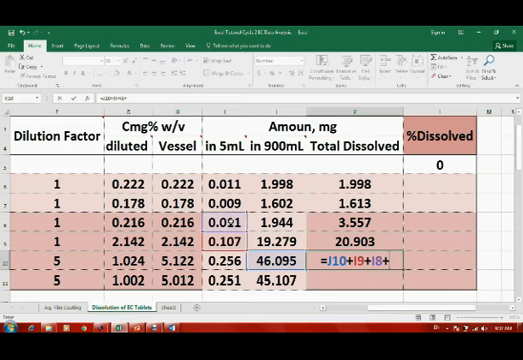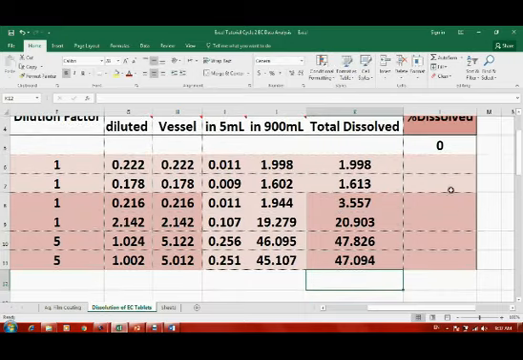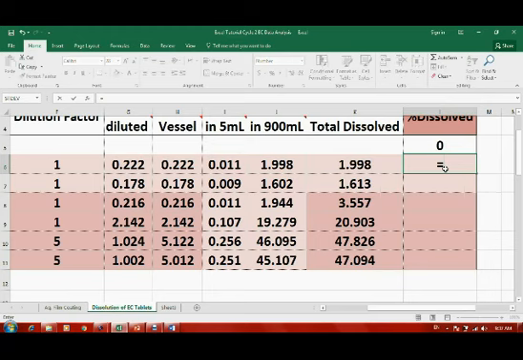Again, the amount dissolved in the third sample withdrawn at the third time in the SIF stage is equal to the amount in 900 ml at the same time plus the amounts in the 5 ml samples at the two previous sampling points in the same stage plus the total amount dissolved in the previous stage. Do the same for the fourth sampling point in the SIF stage.